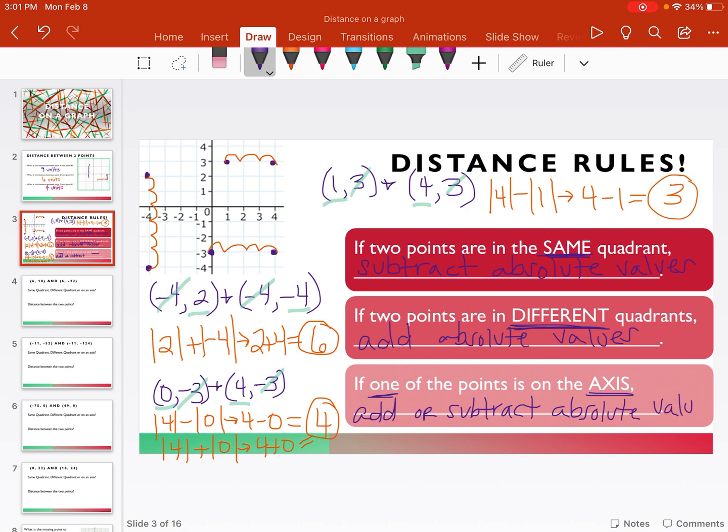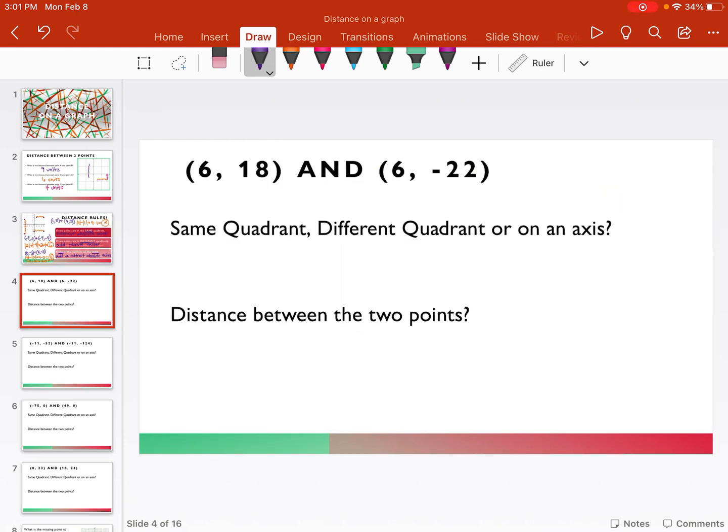This only works if only one of the two points is on the axis. If they're both on an axis, then you do still have to think about being in the same or different quadrants, and I'll do one of those in just a minute. Okay, you really want to make sure you know those rules, and let's go ahead and practice using them.